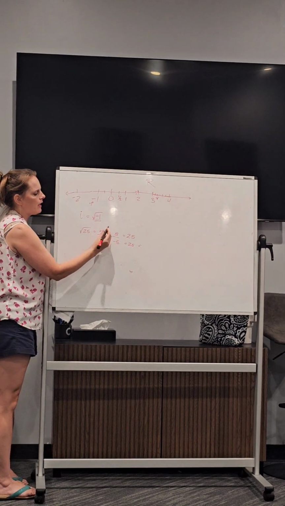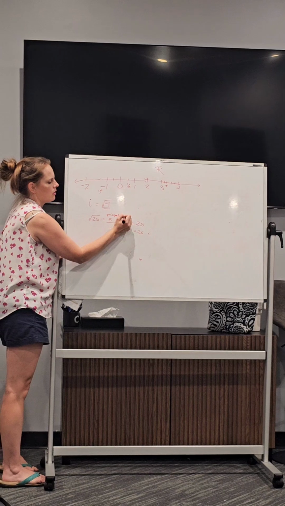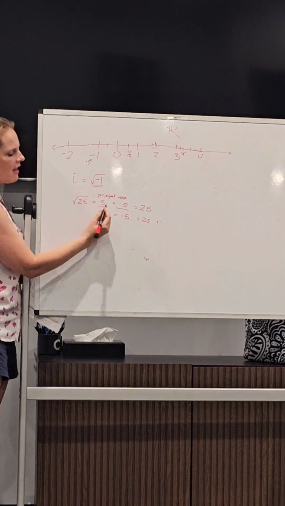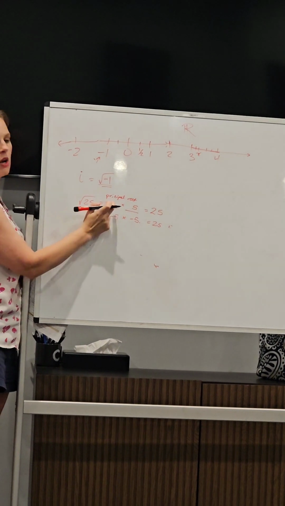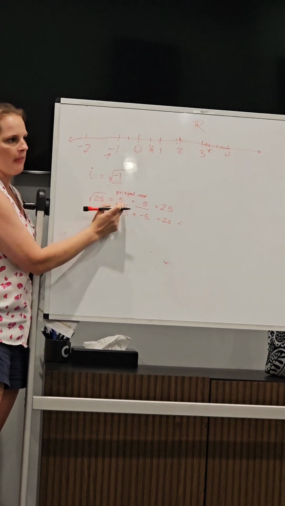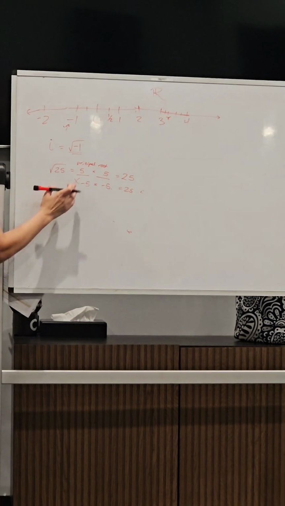Well, this is what we call the principal root. So if we actually write the square root symbol, if it's part of the problem, we only care about the positive number. When we're solving algebra, we need both the plus and the minus. So keep that in mind.